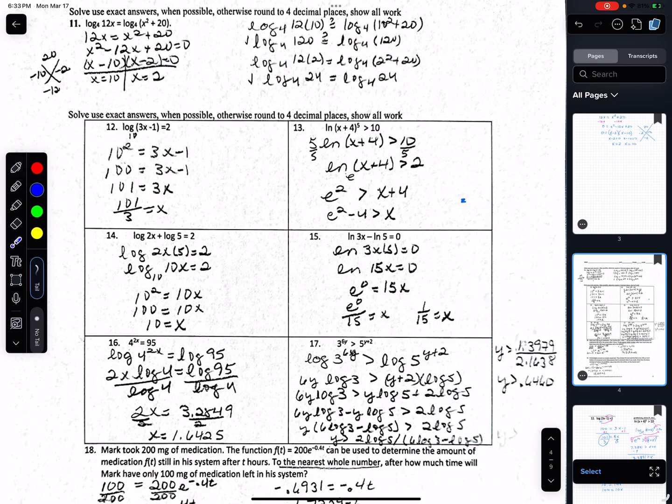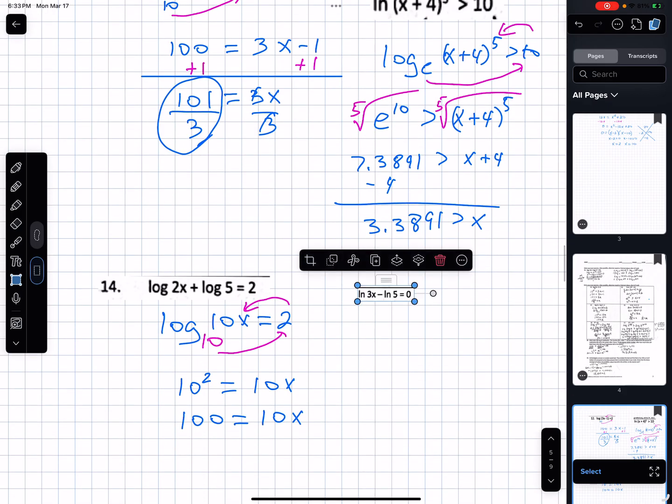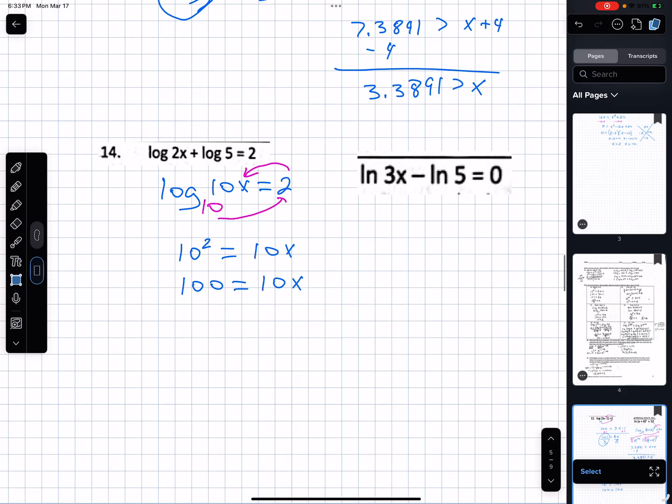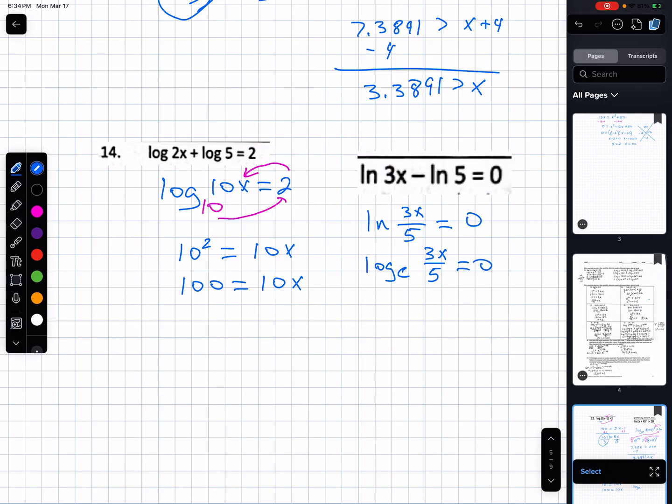So then is x 10? Yeah, x equals 10, exactly. So ln 3x, this one's just a little trick. That's the thing, they'll get you with these stupid little tricks. All right, so minus means divide, 5. So I have ln of 3x over 5, and I write that like a fraction next to ln, and it equals 0. How can I rewrite ln? Log base e of 3x over 5 equals 0. Now we're going to go exponential. Tell me how to do it.